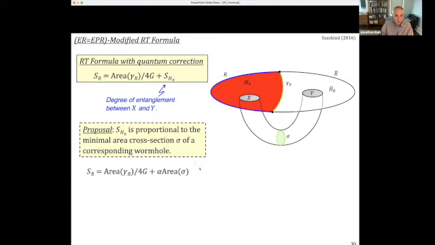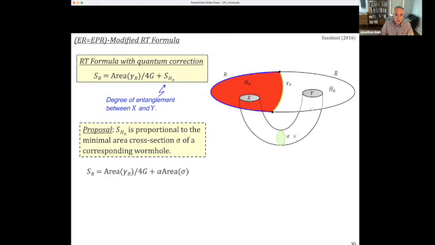And I'll say a little bit more about this proposal of identifying the minimal area cross-section of a wormhole as the measure of a wormhole that corresponds to the measure of entanglement represented by entanglement entropy, in my lectures on the ER equals EPR hypothesis later on this week. But Susskind adopts this proposal, right?